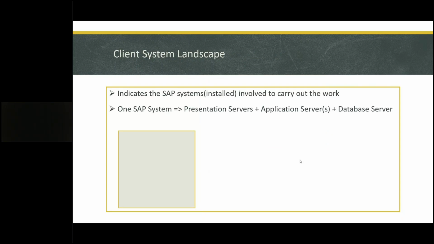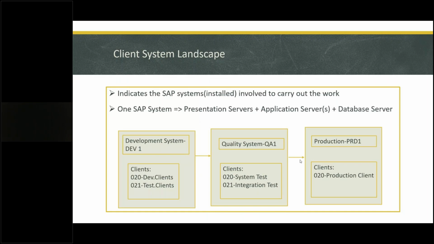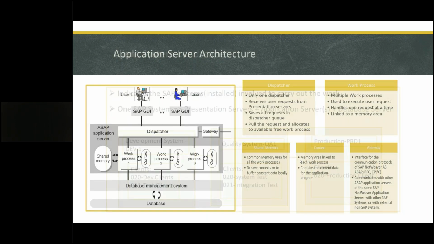Okay, so then system landscape. You see here, one system means when you say one SAP system, one or more presentation servers, one or more application servers, and there is only one database server always. That landscape is clear to me: dev, quality, production. But this I want to technically understand.